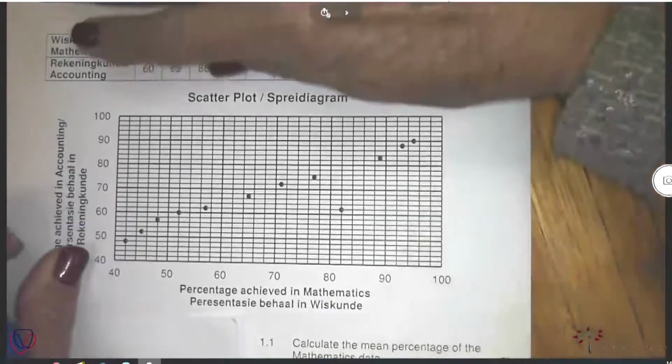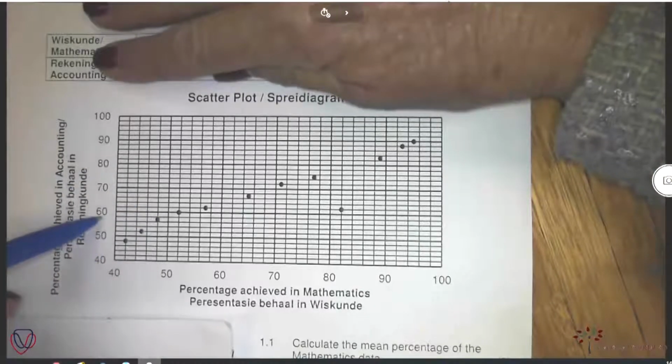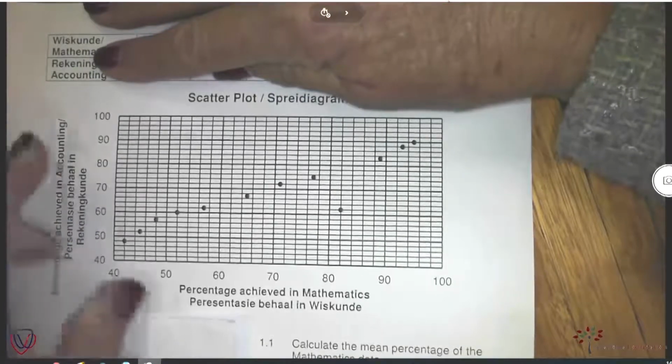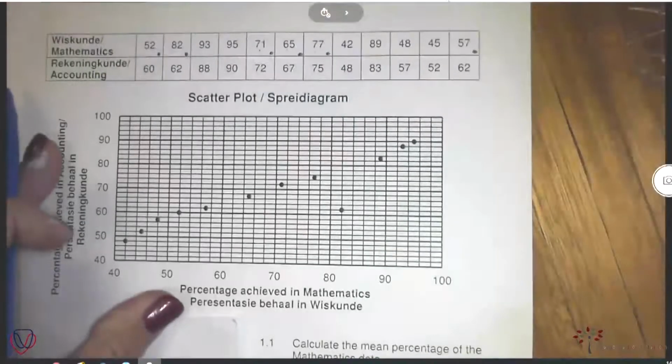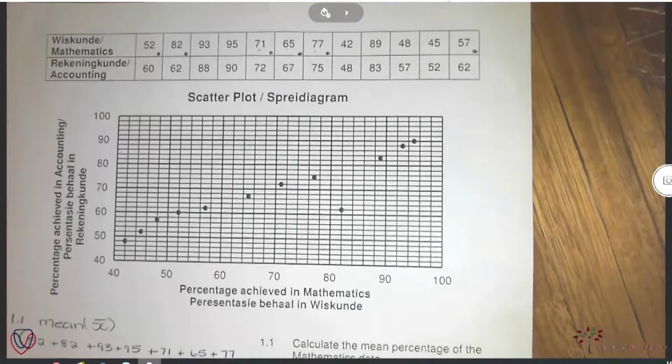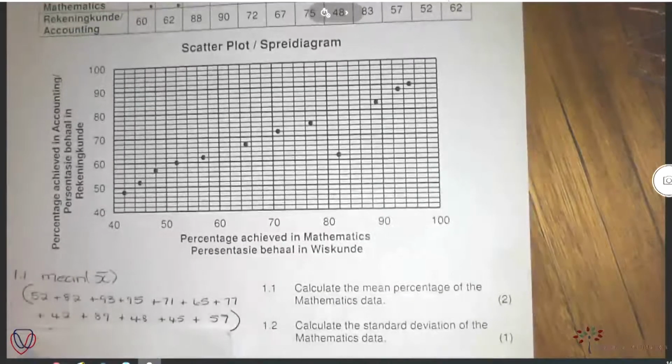Sometimes they leave that and they say to you, you must read it off from your grid. And then it's quite difficult to be accurate. But then the grid must be much bigger also. That's how I feel. But they gave you the mathematics percentages. All you do, you add them for the mean. And there I actually showed it to you. I was too lazy in the other one. And then you divide that by 12. That is your mean of the mathematics mark.